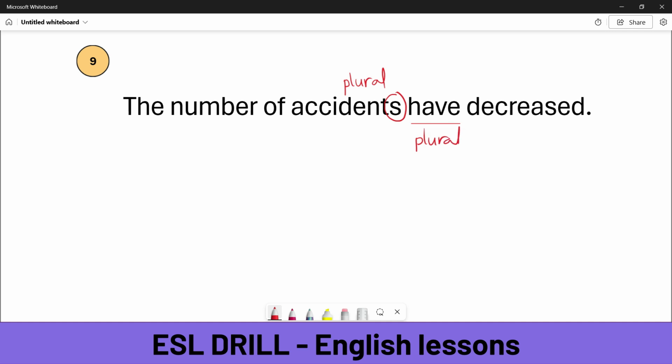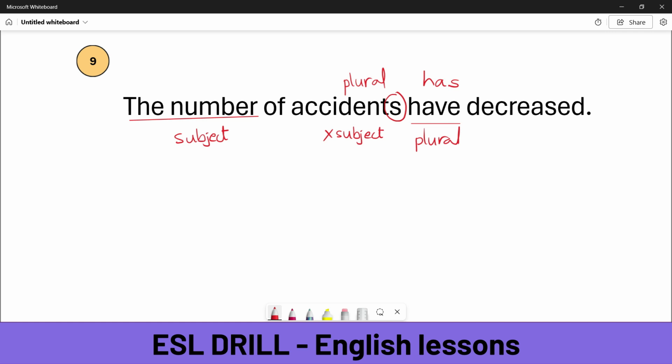Here again, just like we have discussed earlier, accident is not the subject here. That is not our prime focus. Our prime focus is the number. The number, this is the subject. And when we use the words the number, they always refer to singular. I mean, they must be followed by a singular verb. So the number is always singular. So you have to say the number of accidents has decreased. The number of accidents has decreased.